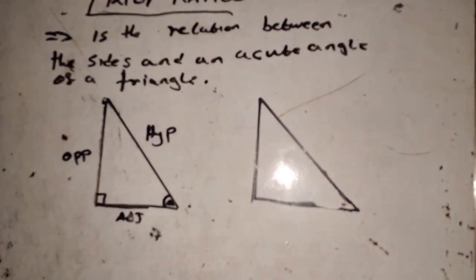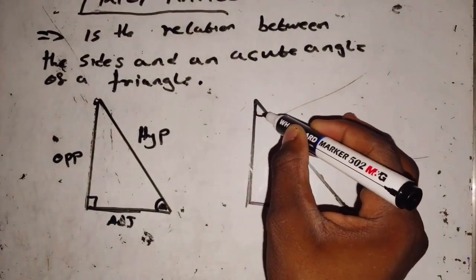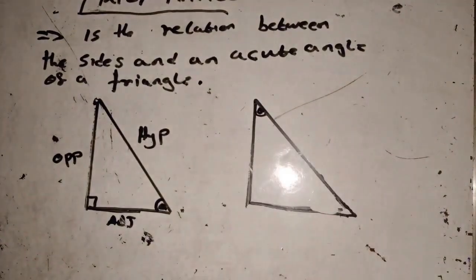So let's proceed. This is our other triangle. Here we have a theta.